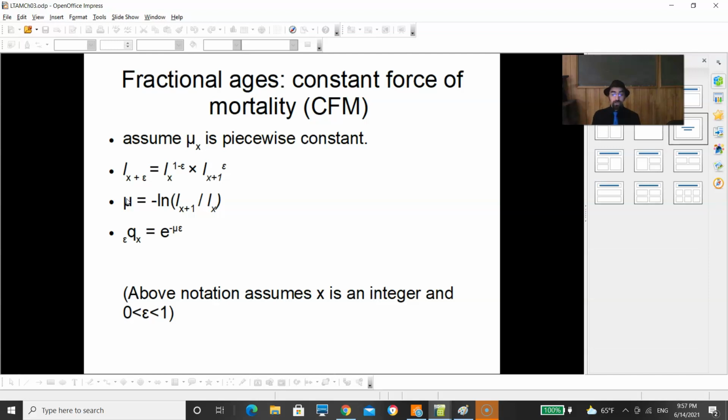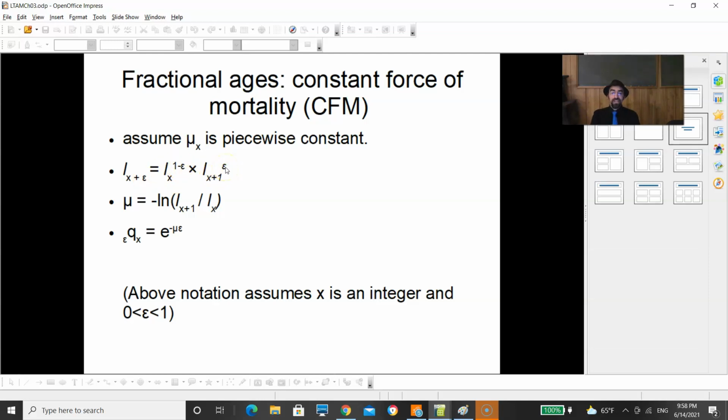By going back to the definition of force of mortality, this is the fraction of the number of people who survived. I know that e to the negative mu has to equal that fraction. So mu has to equal negative ln of this fraction. And I get that for a fractional year, rather than doing what's called an arithmetic mean, you get a geometric mean. Which, if you don't know what that means, you say that L sub x plus epsilon is L sub x to the power 1 minus epsilon times L sub x plus 1 to the epsilon.